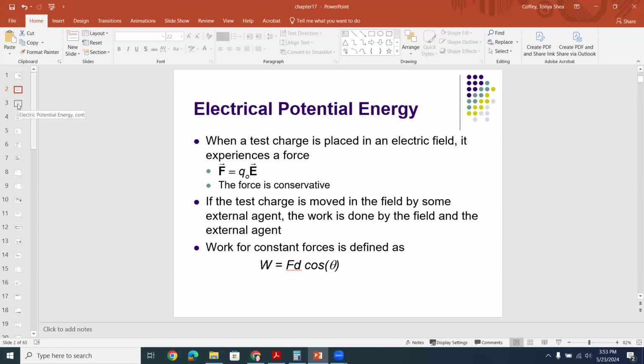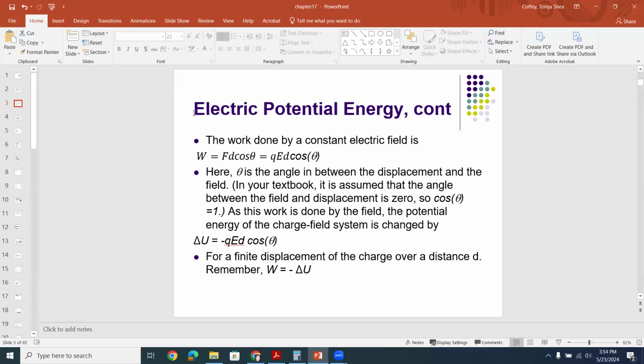So now that we've reminded ourselves of that equation, we can plug in F equals QE, if there's a constant electric field, into that equation for the force. When we do that, we see that the work done by a constant electric field would be FD cosine of theta, where plugging in for F equals QE, you have QED cosine of theta, okay? Now in this case, theta would be the angle in between the displacement and the electric field. In your textbook, they go ahead and just set cosine of theta equal to 1, assuming that the angle in between the displacement and the field is 0 and not at some strange angle.